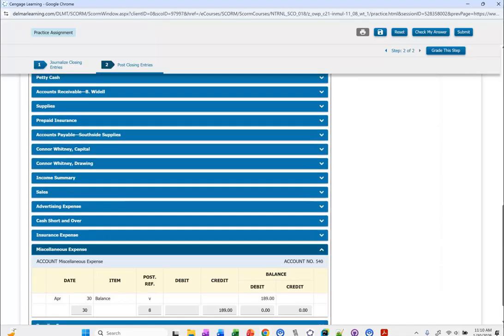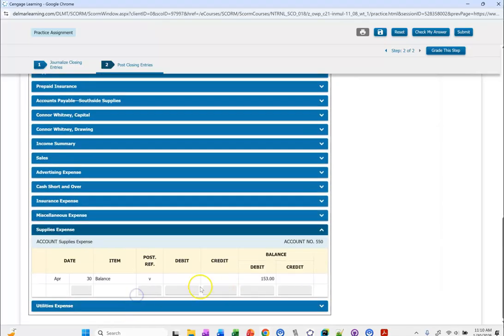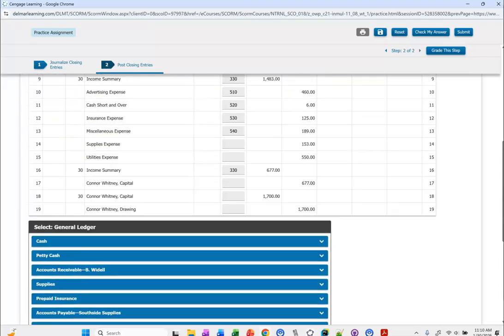Supplies expenses next. End of the month. Page 8 of my journal. I have a debit of 153, means I credit 153 to zero that out. And that's account 550.